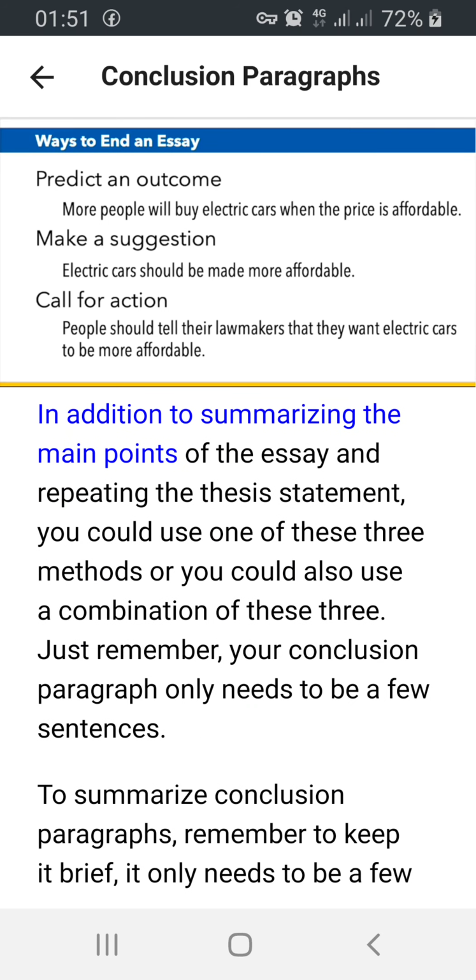So in addition to summarizing the main points of the essay and repeating the thesis statement, you could use one of these 3 methods, or you could also use a combination of these 3. Just remember your conclusion paragraph only needs to be a few sentences.